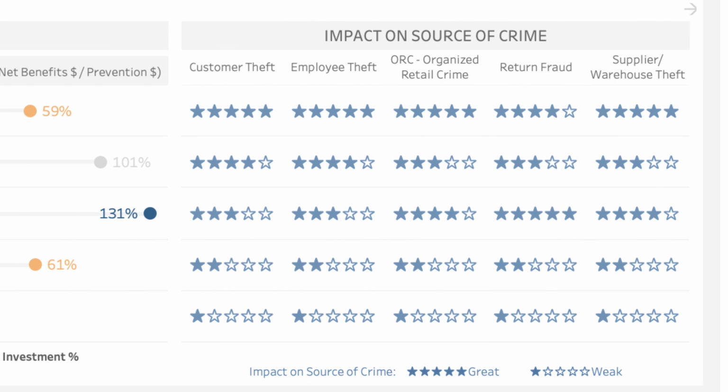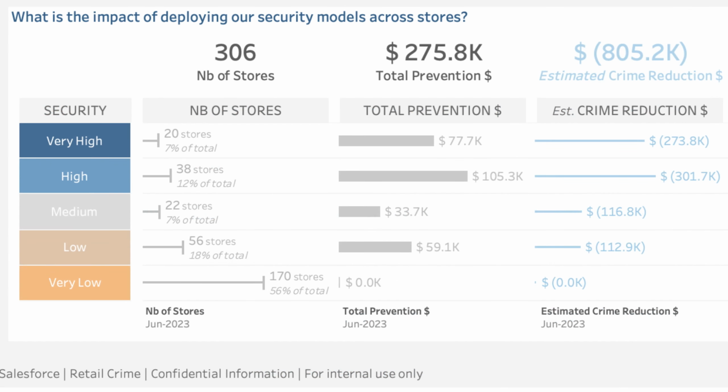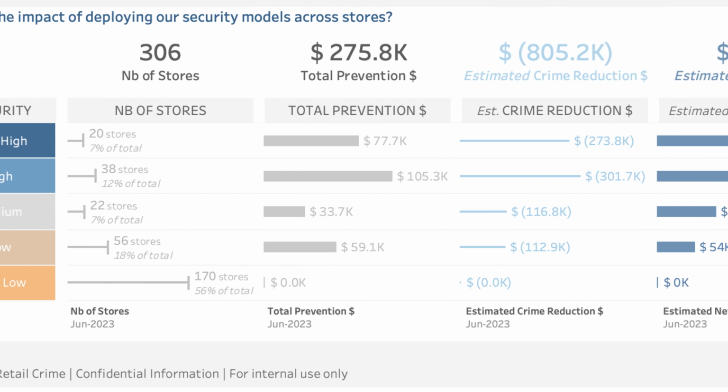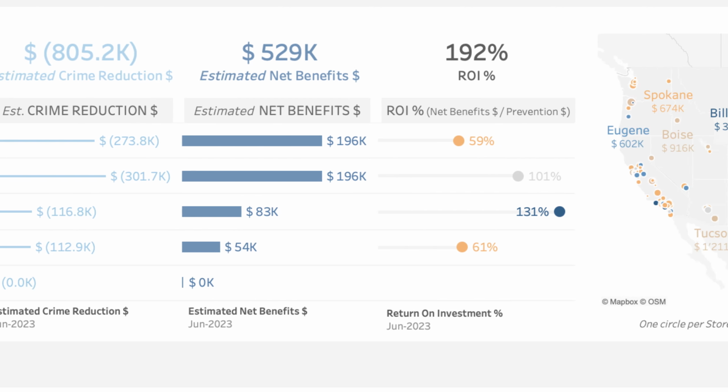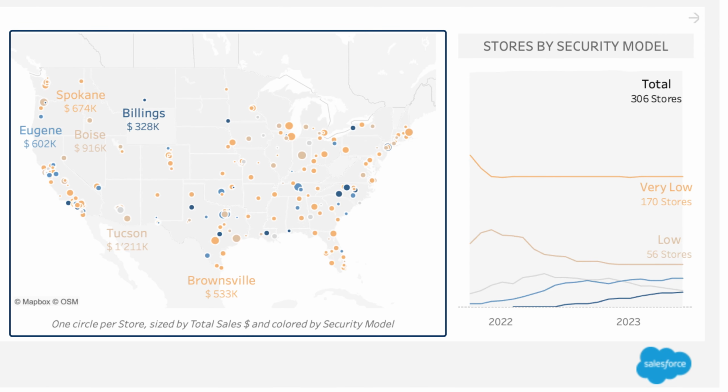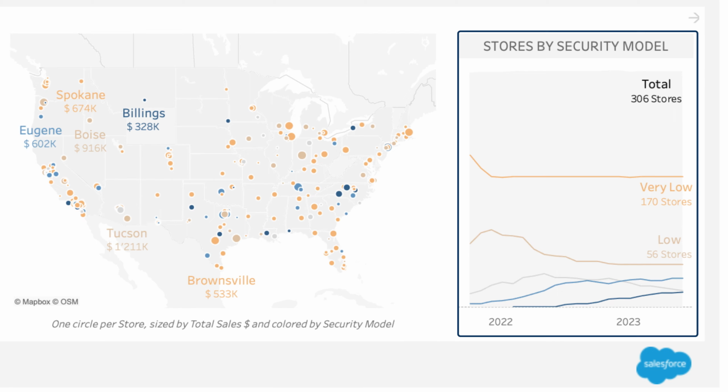Next, the specific impact of each model on the different sources of crime. Below, how are these models deployed in your network and what is the overall impact of your crime prevention plan? A map at the bottom right gives you a quick overview of the stores by security model. Finally, you can see how the deployment of the different models has evolved over time.